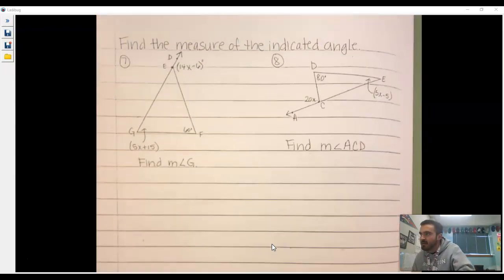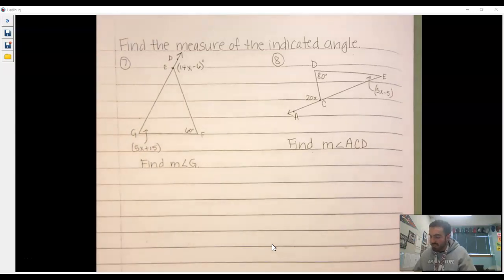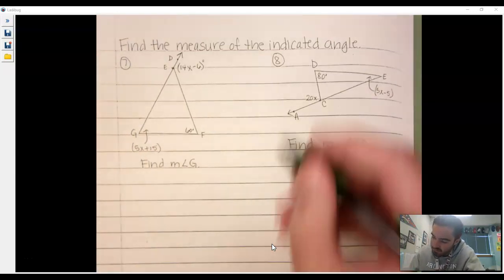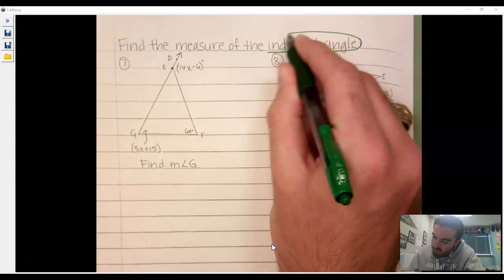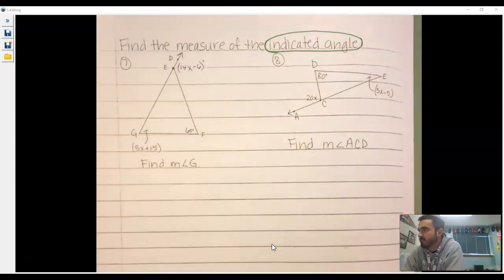Last couple problems. These are a little bit trickier. It says find the measure of the indicated angle. So we're not just solving for x here. We're going to have one more step. So let's take a look at number 7.